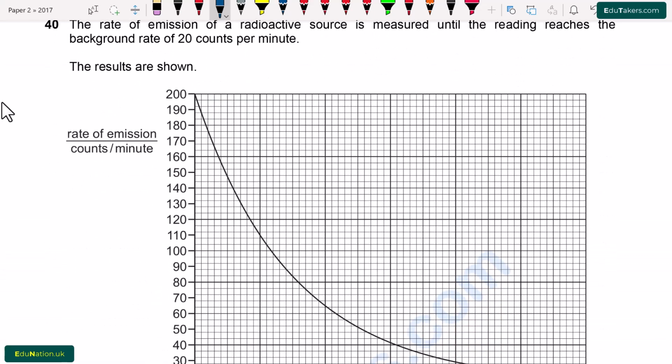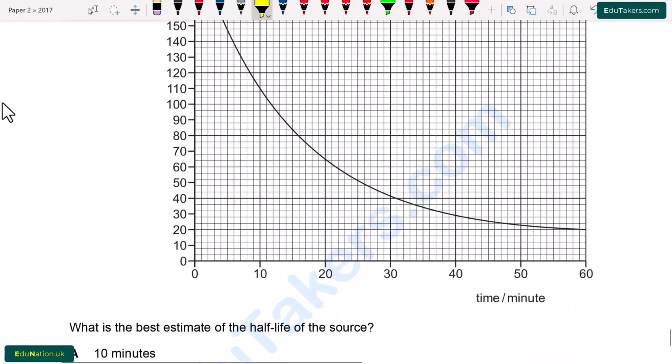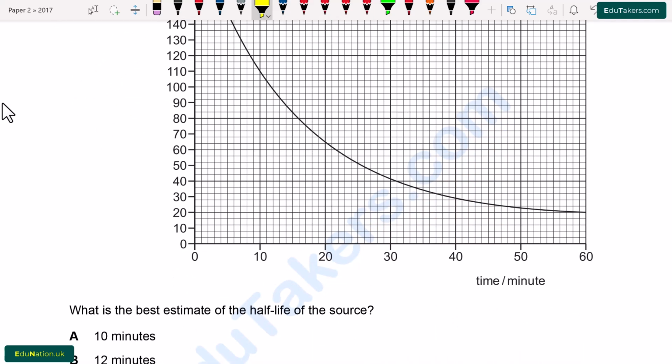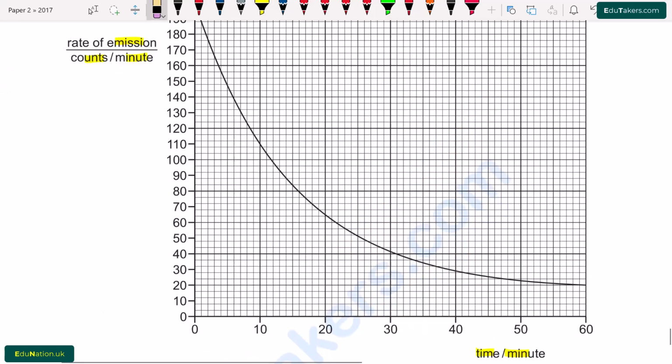Question number 14. The rate of emission of a radioactive source is measured until the reading reaches the background rate of 20 counts per minute. The results are shown. Here is the rate of emission in counts per minute, and the time is given in minutes. What is the best estimate of the half-life of the source? So here we have to find out the half-life of the source.